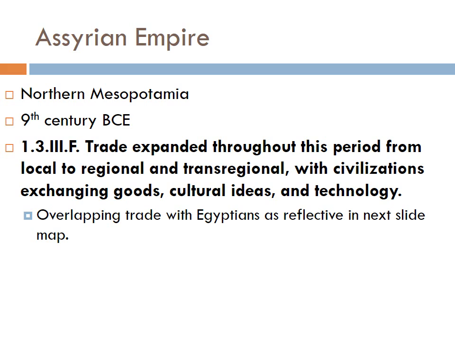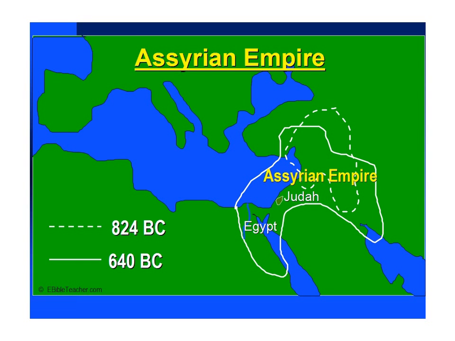So make sure you look it up if you don't already know it. Overlapping trade with the Egyptians, for example, is important because it looks at the large-scale systems of trade happening in this region and in this time period. And this is what I'm talking about.